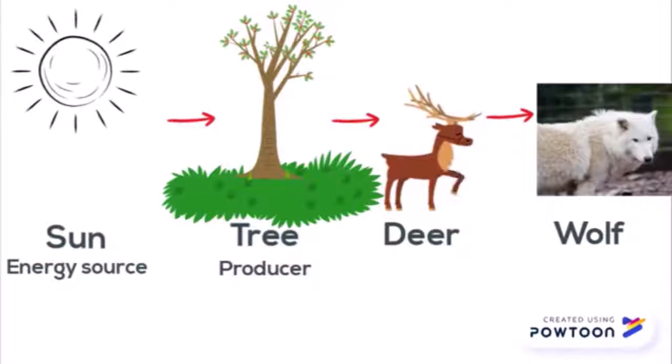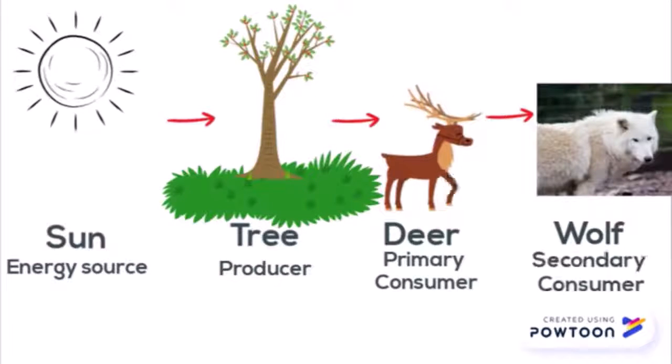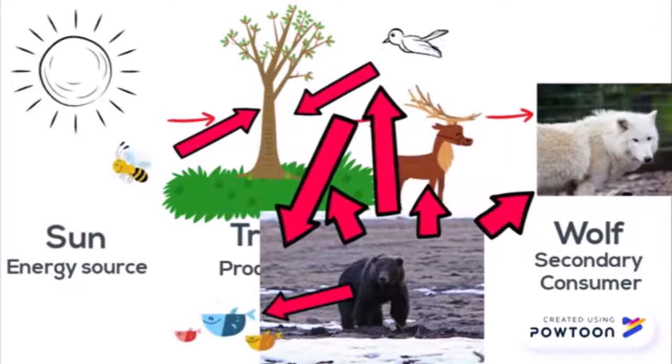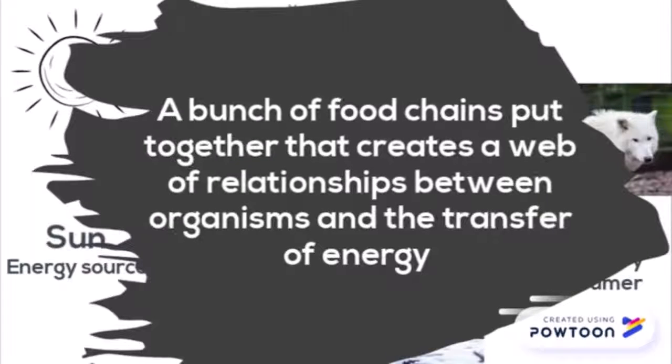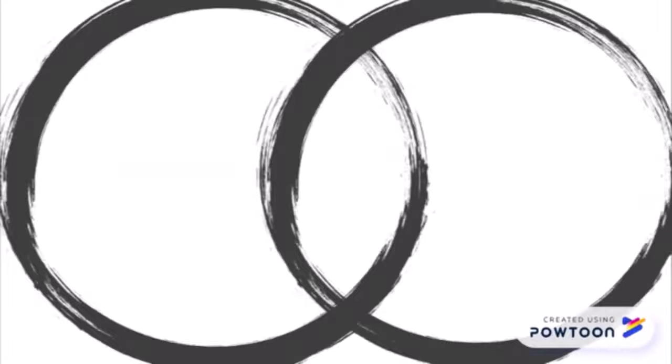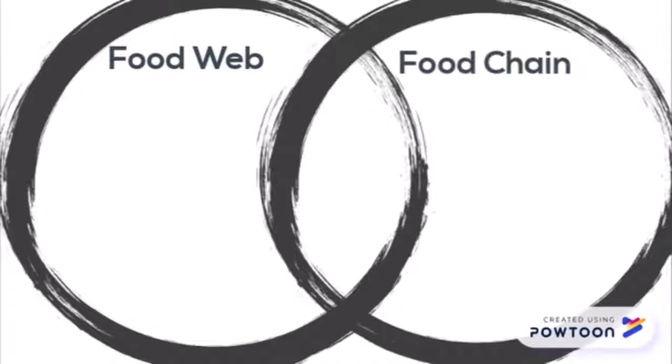Now we see how food chains work, but what happens if we introduce a bear into the food chain that eats a wolf or a deer or a fish? And what if we add a bird that eats a seed from a tree, or bugs that also eat things from the tree? When there are more interconnections between organisms in a food chain, we call this a food web. Now we have learnt both about food webs and food chains.